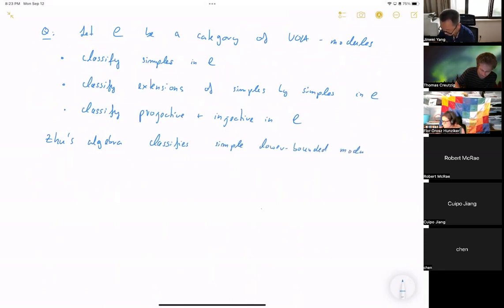Anyway, so it's a good technique, but it classifies simple lower bounded modules. In general, it's not that easy to deal with Zhu's algebra, but the Zhu algebra of an affine vertex algebra, of the universal affine vertex algebra, is just the universal enveloping algebra of the underlying finite dimensional Lie algebra. And of course, representation theory of a finite dimensional Lie algebra, that's wonderful. That's a classical topic, right? You can just look it up.